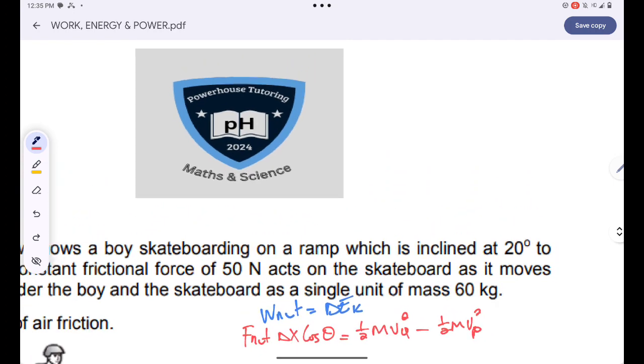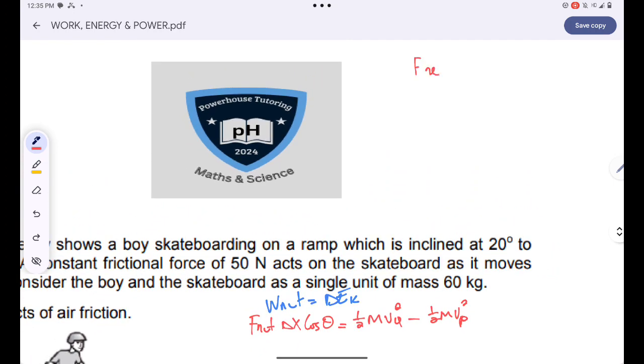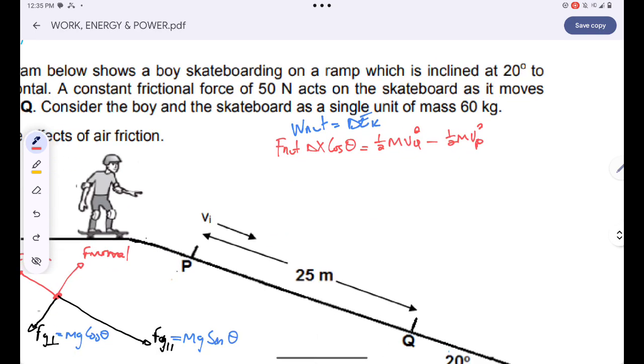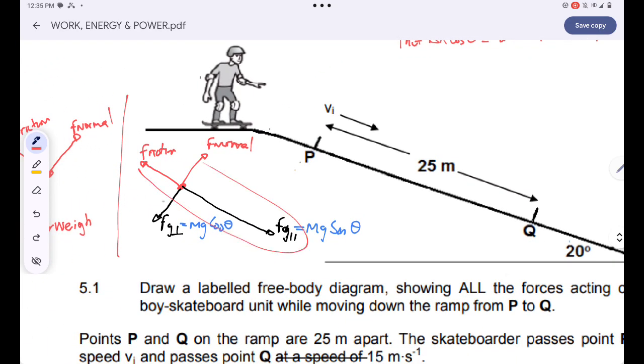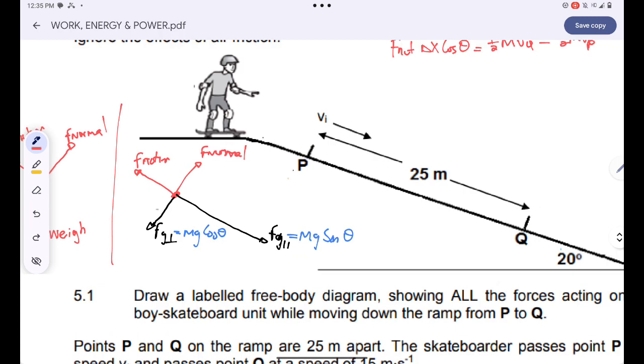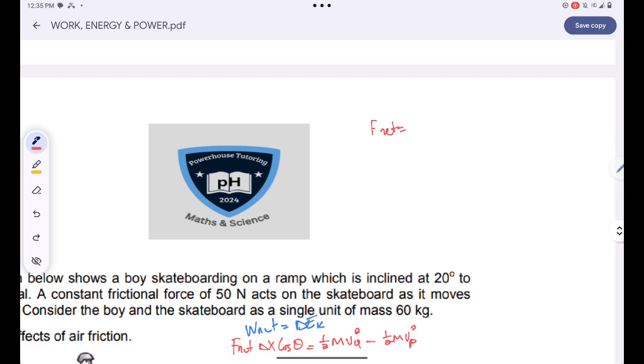Okay, how can we find F net? By definition, F net is the sum of all the forces in one dimension. If I'm going to focus on the forces which are parallel to the direction of motion, I have Fg parallel and frictional force. Are you together? Fg parallel is in the direction of motion. So for me to find F net, I need to say Fg parallel plus a negative frictional force. Why is the frictional force negative? Because it's opposing my motion.